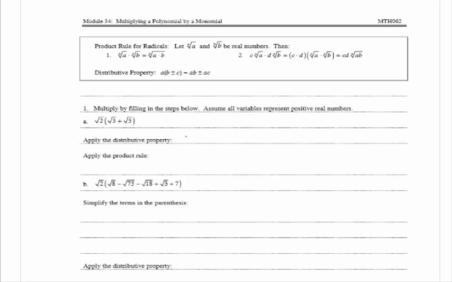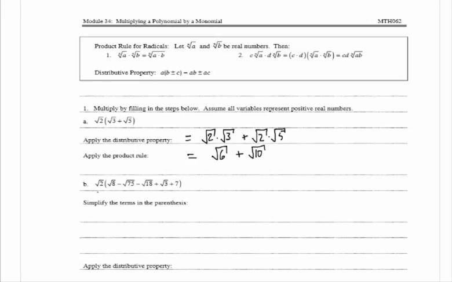So when we apply the distributive property, we're going to have the square root of 2 times the square root of 3 plus the square root of 2 times the square root of 5. And now it wants us to apply the product rule. So we have the square root of 2 times the square root of 3 is the square root of 6 plus the square root of 2 times the square root of 5 is the square root of 10.